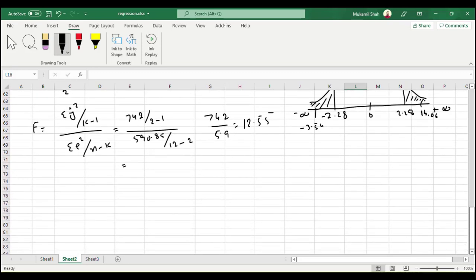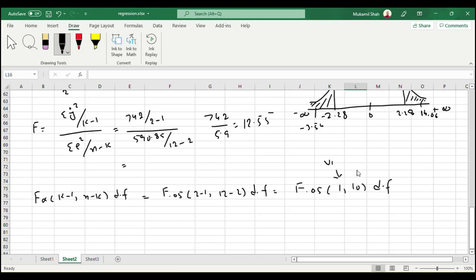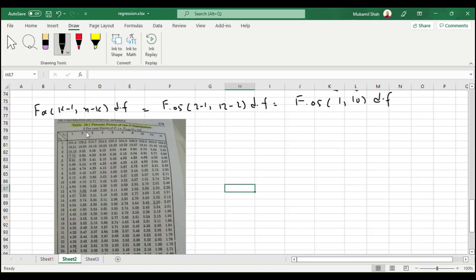Then we need the critical region for it. The critical value is F alpha with k minus 1 and n minus k degrees of freedom, or F 0.05 with 2 minus 1 and 12 minus 2 degrees of freedom, which is F 0.05 with 1 and 10 degrees of freedom. This is nu 1 and this is nu 2. If we look into the F table, this is the F table for the 5% level of significance, this is nu 1, this is nu 2, 10, and the value is 4.96.